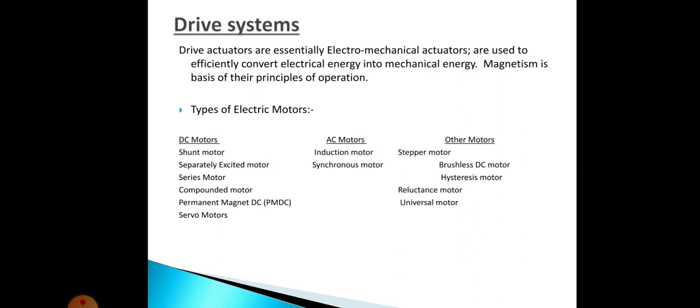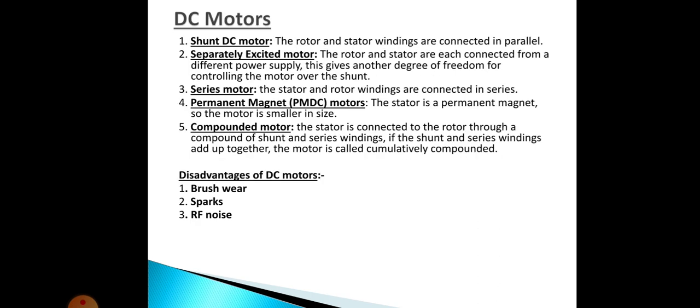First, DC motors. The first one is the shunt DC motor. In a shunt DC motor, the rotor and the stator windings are connected in parallel. Then the next one, the separately excited motor. Here the rotor and stator are each connected to a different power supply. In the DC shunt motor the windings are connected in parallel, but here they are separated and connected to different power supplies.